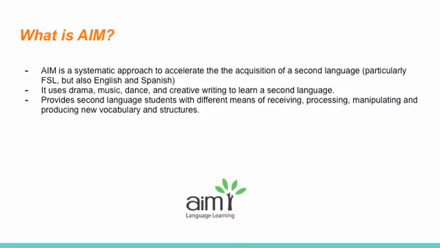AIM is a systematic approach to accelerate the acquisition of a second language. This method is particularly used for teaching French as a second language. Through the use of drama, dance, and creative writing, students are able to learn a new language. The dramatic, musical, and kinesthetic techniques used in AIM provide students with different means of receiving, processing, manipulating, and producing new vocabulary and structures in a second language.